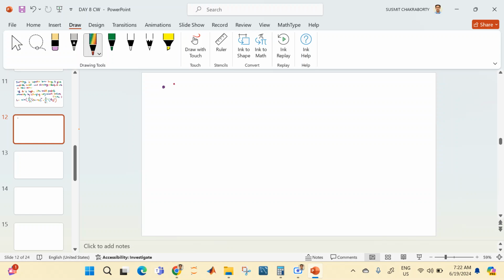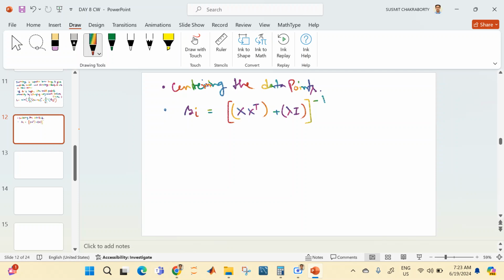First, centering the data points. Already we have used, right? Centering the data. Then beta i, directly you can find the beta using the formula: x into x transpose plus lambda into I, whole inverse, into xy. But remember, i not equals to 0 here.